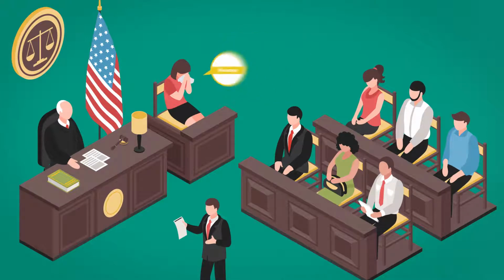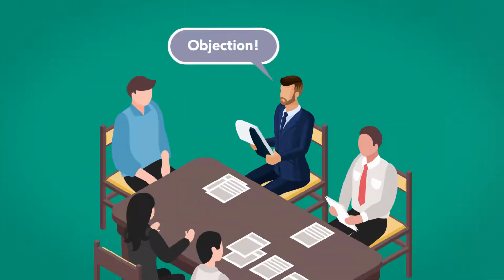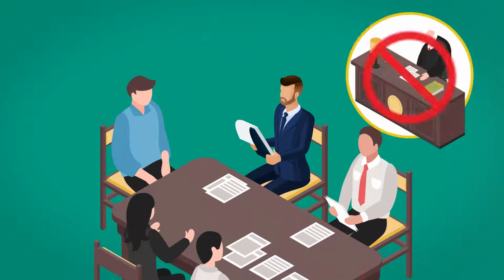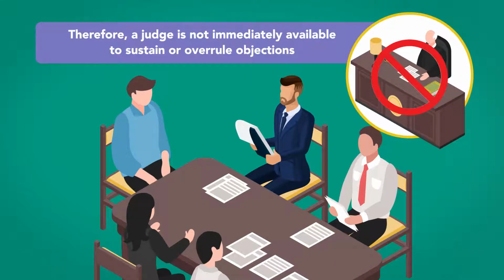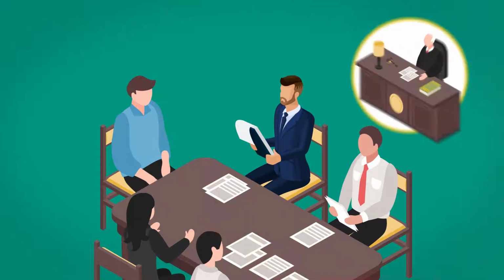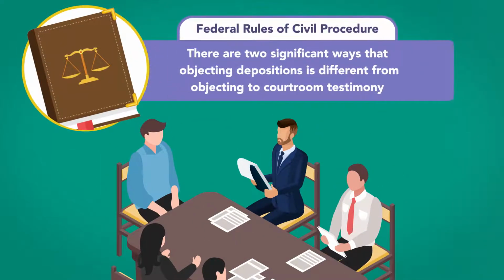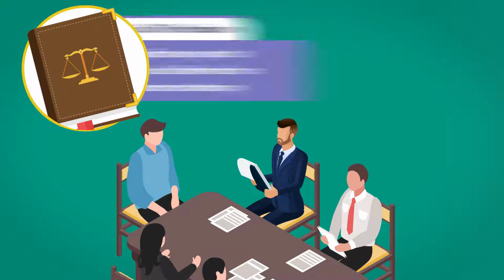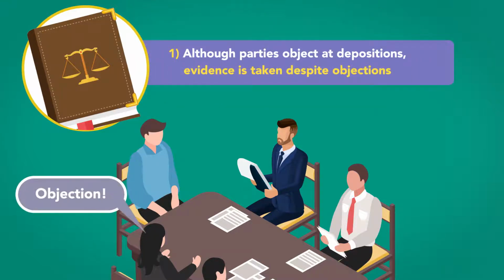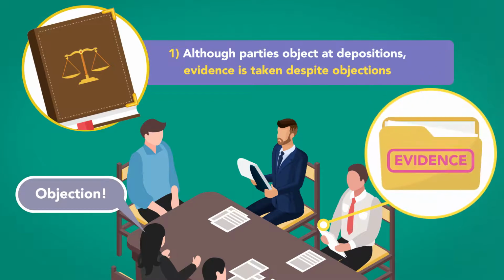In addition, objections at the taking of a deposition can become confusing because the testimony is not taken in a courtroom. Therefore, a judge is not immediately available to sustain or overrule objections. For this reason, special procedures apply. According to the Federal Rules of Civil Procedure, there are two significant ways that objecting at depositions is different from objecting to courtroom testimony. First, although parties object at depositions, evidence is taken despite objections.